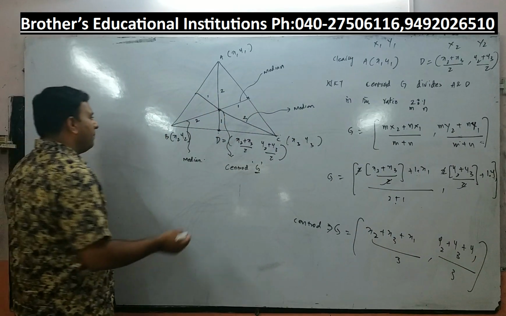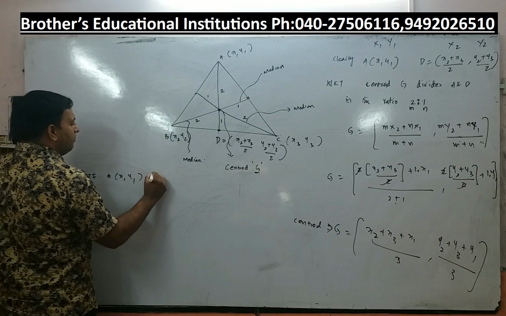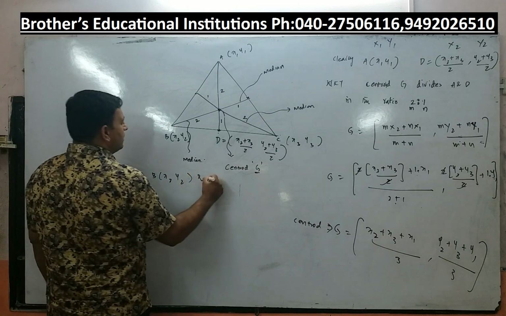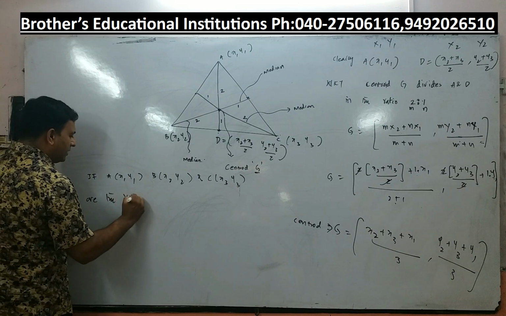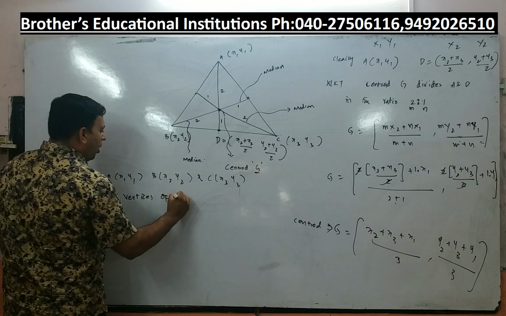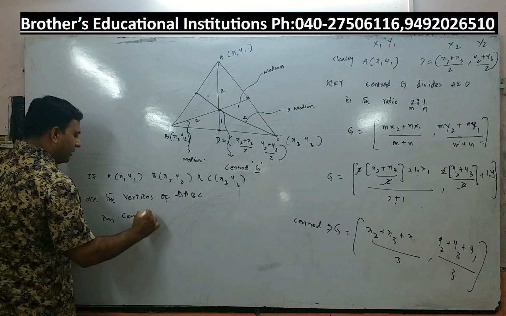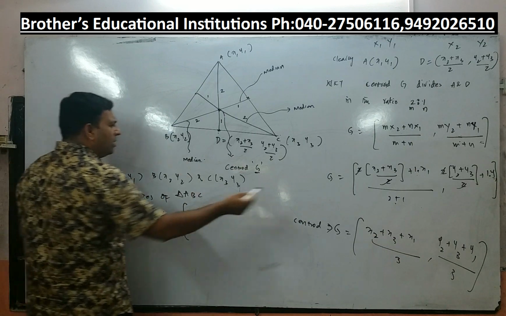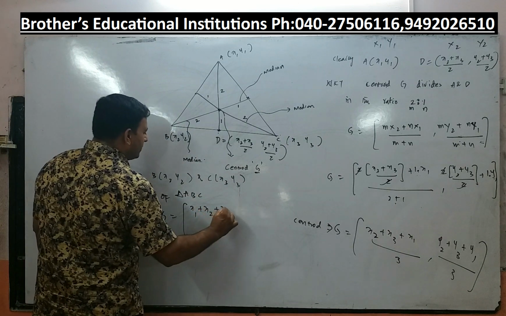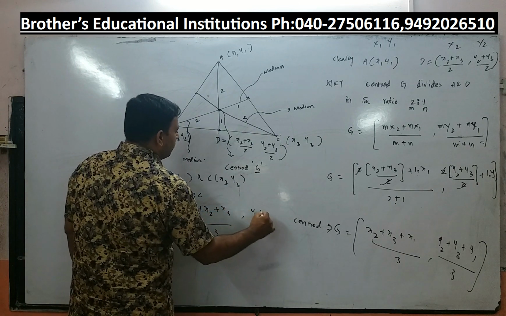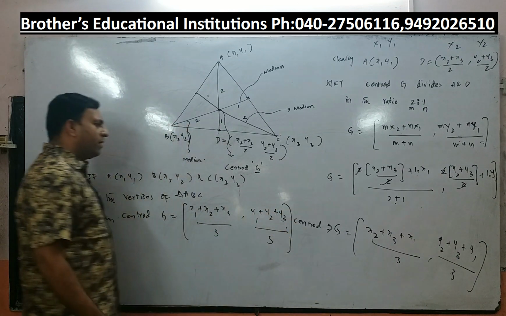So now you can remember that if you note down the formula this way: if A (x1, y1), B (x2, y2) and C (x3, y3) are the vertices of triangle ABC, then centroid G is given by the formula. For better remembering, I am writing in an order: (x1 plus x2 plus x3) by 3, comma, (y1 plus y2 plus y3) by 3. So please try to remember the formula by heart.